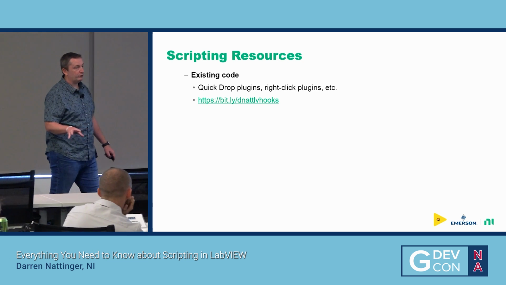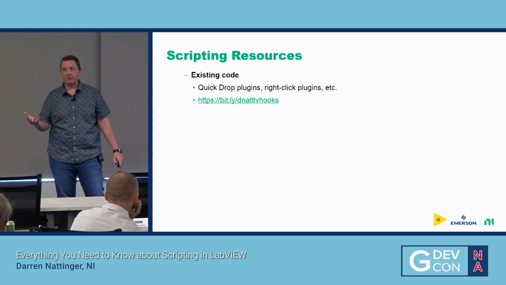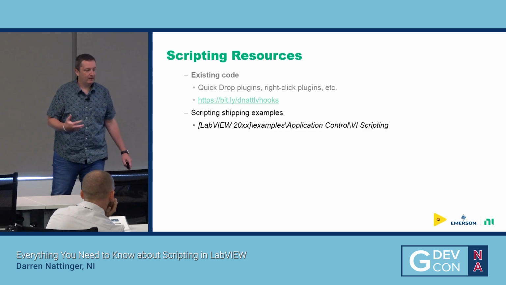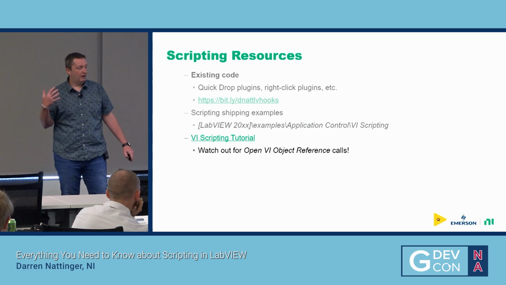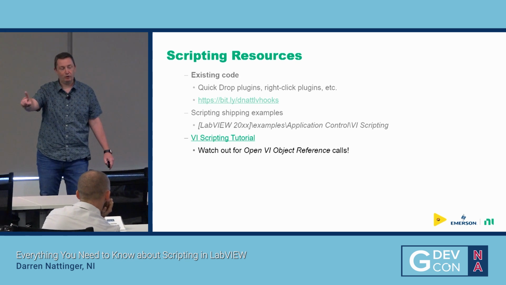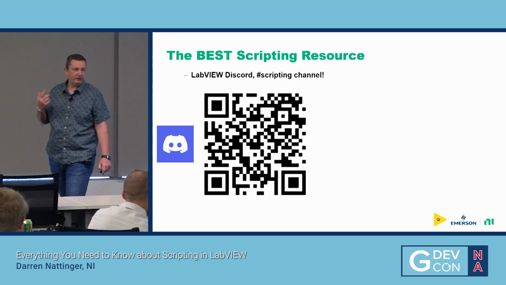My favorite scripting resource is existing code. So if you can find code like a quick drop plugin that does something similar to what you want to do, go check that out because you can open it up and take a look. There are shipping examples of scripting. There's a tutorial on NI.com. Watch out, the tutorial has OpenVI reference or OpenVI object reference functions. Ignore those.